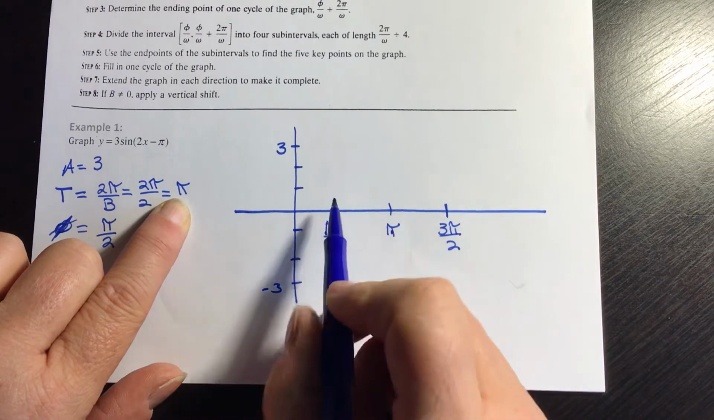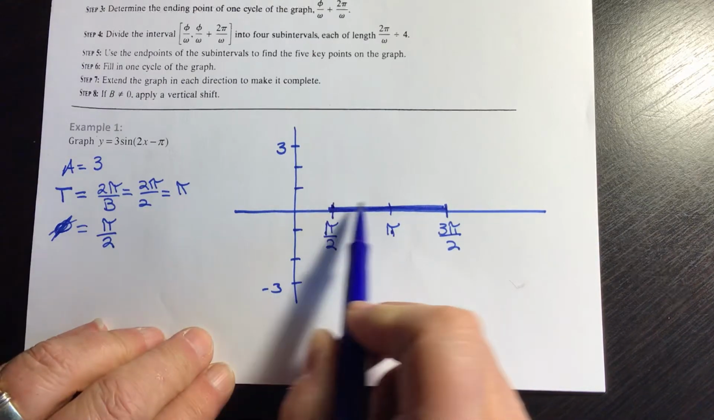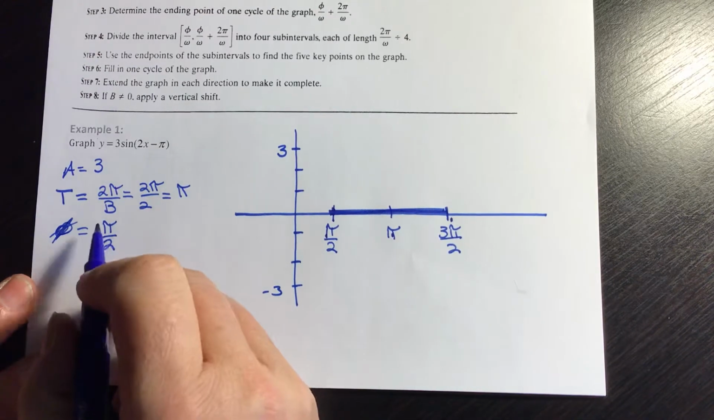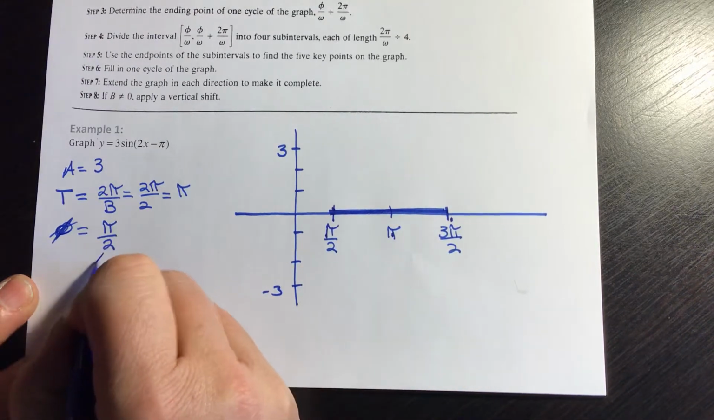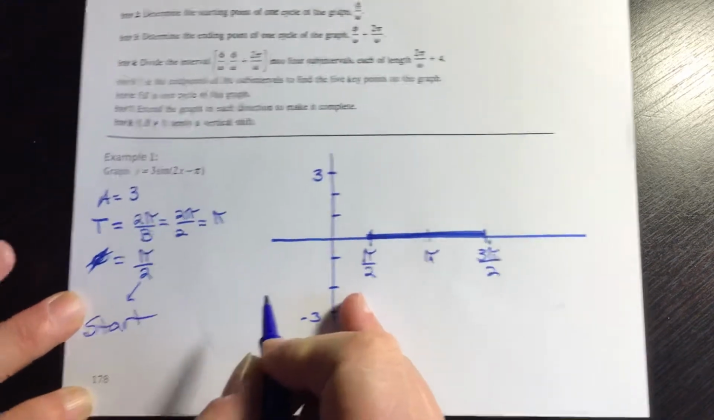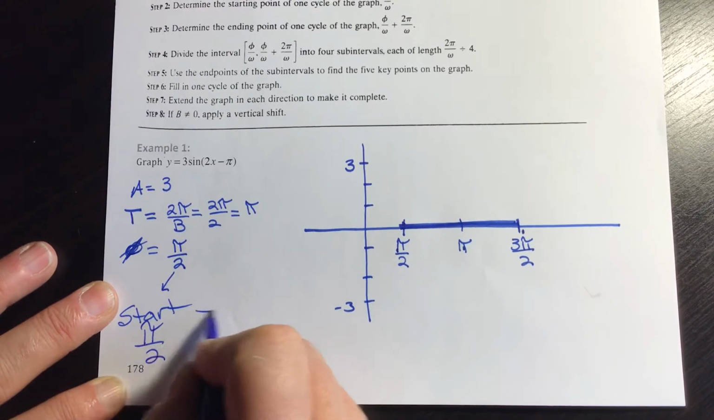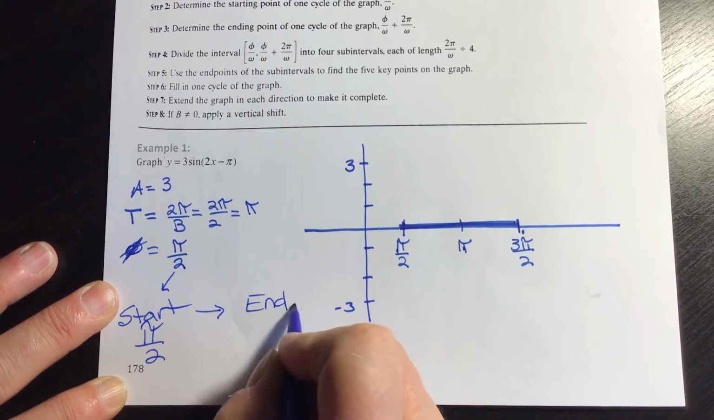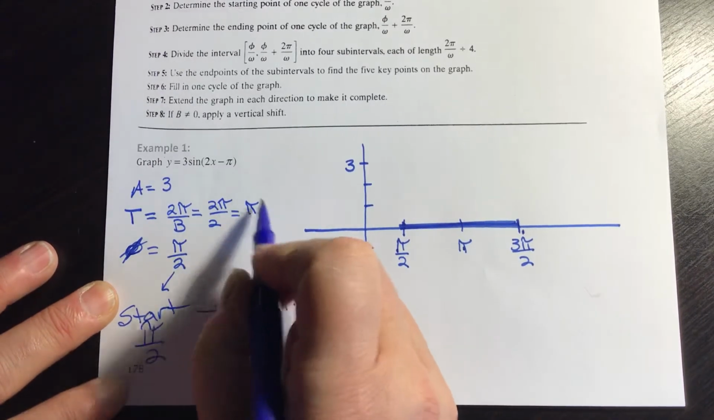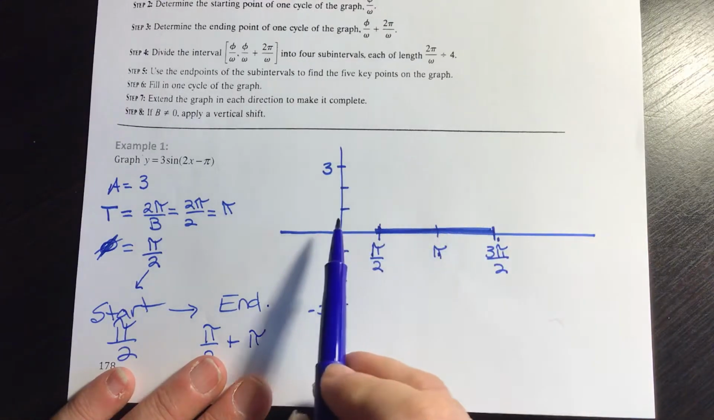And I'm looking for the distance between where I'm starting my shift and where I end my shift. So I can find that out by looking at my shift. This is going to be my start value, pi over 2. And I'm going to go to my ending value, which is going to be my start value, pi over 2, plus my period, which is just pi. So this is the length of one cycle.